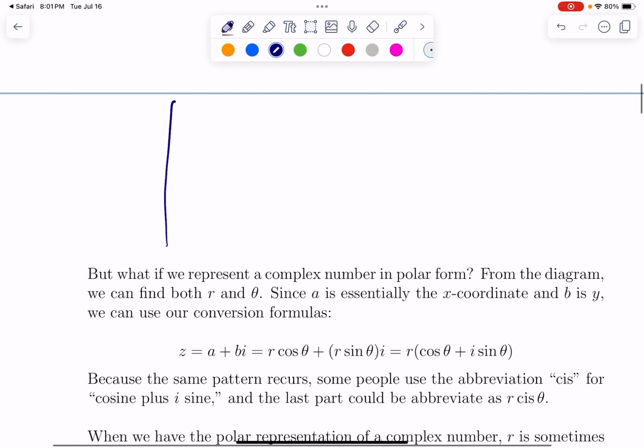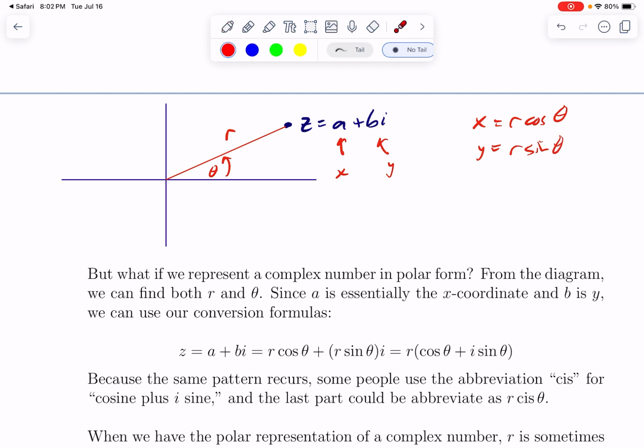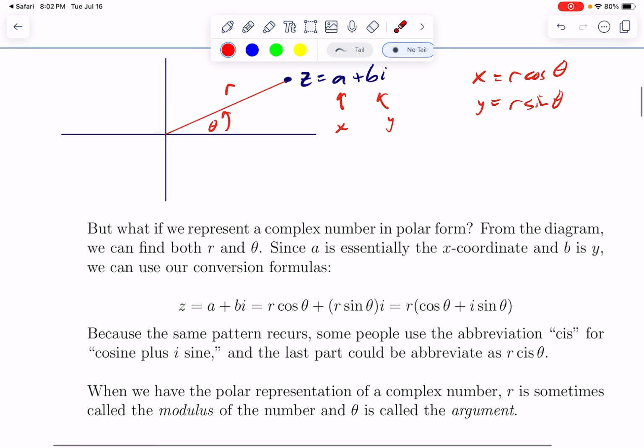So let's just think about this. Here is some complex number, I'll call it z, which is a plus bi. So it's like the point a comma b, but also we can think here's this distance r, and here's this angle theta. a is basically playing the role of x, b is basically playing the role of y. We know that in terms of our conversions between rectangular coordinates and polar coordinates, x is equal to r cosine theta, y is equal to r sine theta. So we can make some substitutions here.